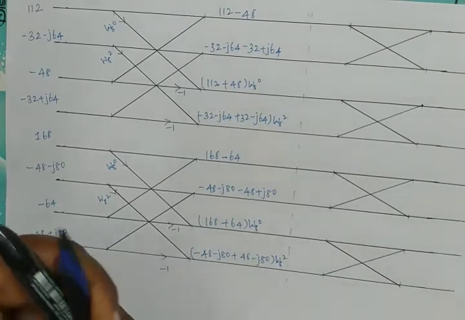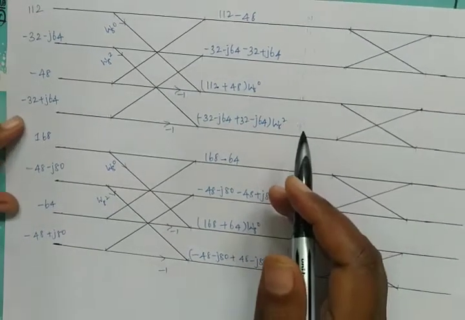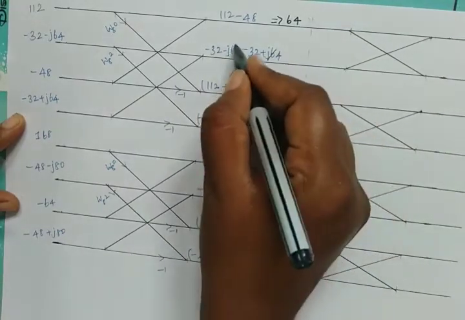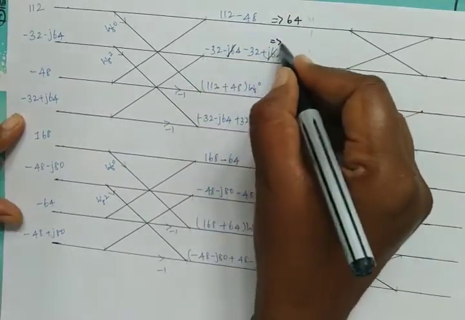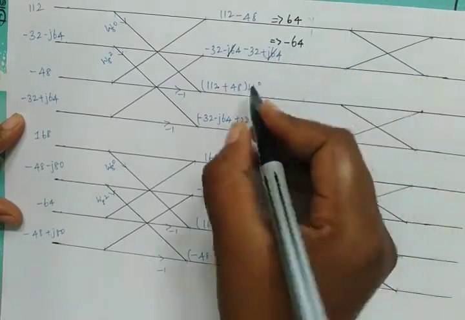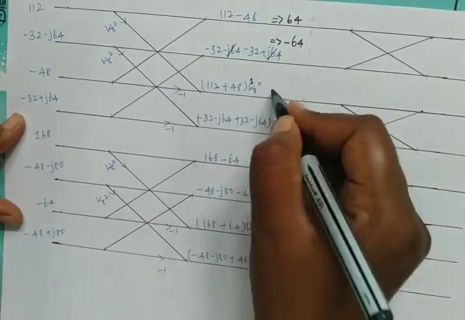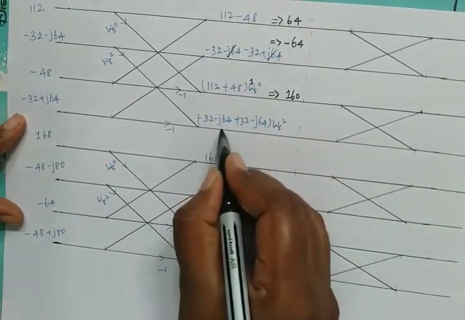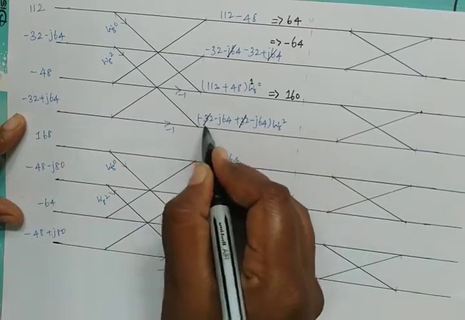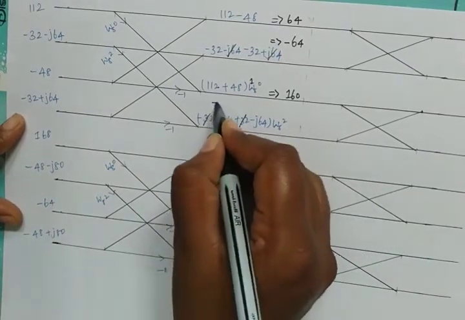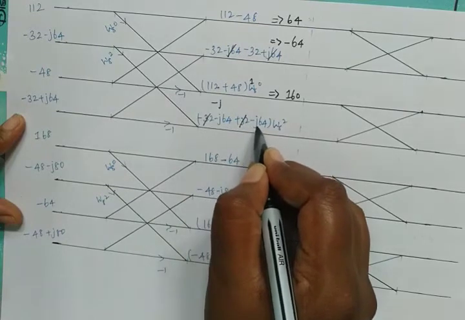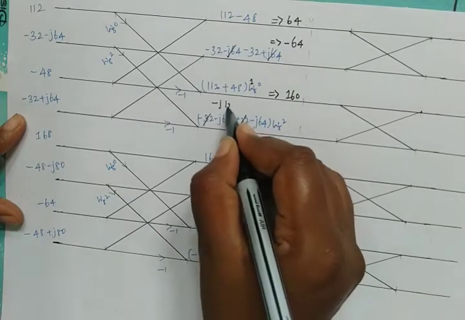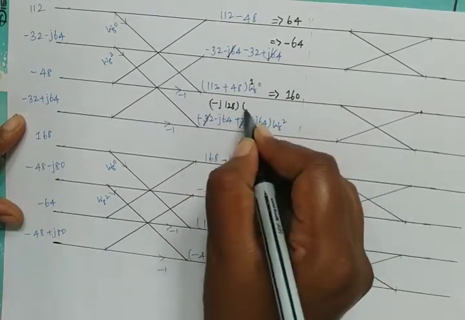Now what we have to do, let us write the answer for this. That is 112 minus 48 will be equal to 64. And here we have plus j64 minus j, so here we have minus 64. W8 power 0 is 1, so 112 plus 48 will be equal to 160. And here we have plus 32 minus 32. So we have minus j64 minus j64, so we have minus j128 into W8 power 2, which is minus j.